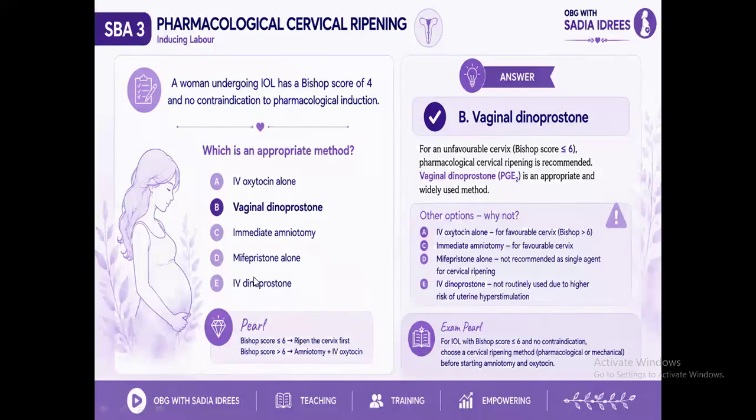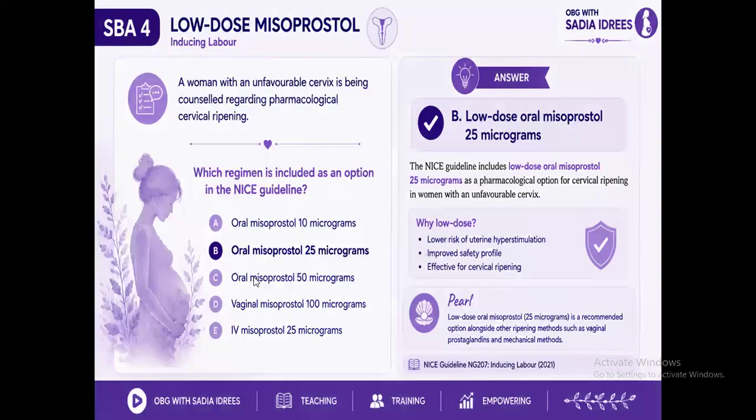And that brings us perfectly to the next question. Question number 4. A woman with an unfavorable cervix is being counseled regarding pharmacological cervical ripening. Which regimen is included as an option in the NICE guideline? Option A, oral misoprostol 10 micrograms, oral misoprostol 25 micrograms, oral misoprostol 50 micrograms, vaginal misoprostol 100 micrograms, IV misoprostol 25 micrograms. Now be careful, the examiner has given you multiple doses and routes. Pause. Correct answer, oral misoprostol 25 microgram.